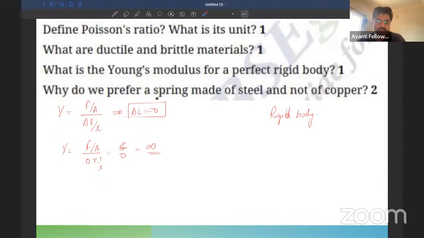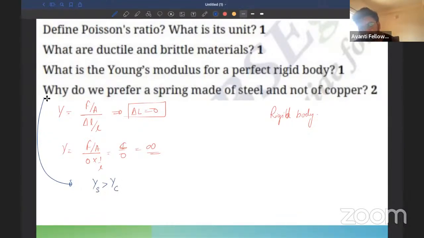Why do we prefer a spring made of steel and not of copper? The reason is very simple. If you try to make a copper spring and a steel spring, who has more Young's modulus? Think for a moment. Who has more Young's modulus? If you don't know, steel has more Young's modulus. The one with more Young's modulus, I'll write it here also with a different color. So I can write Young's modulus of steel is greater than Young's modulus of copper, right?